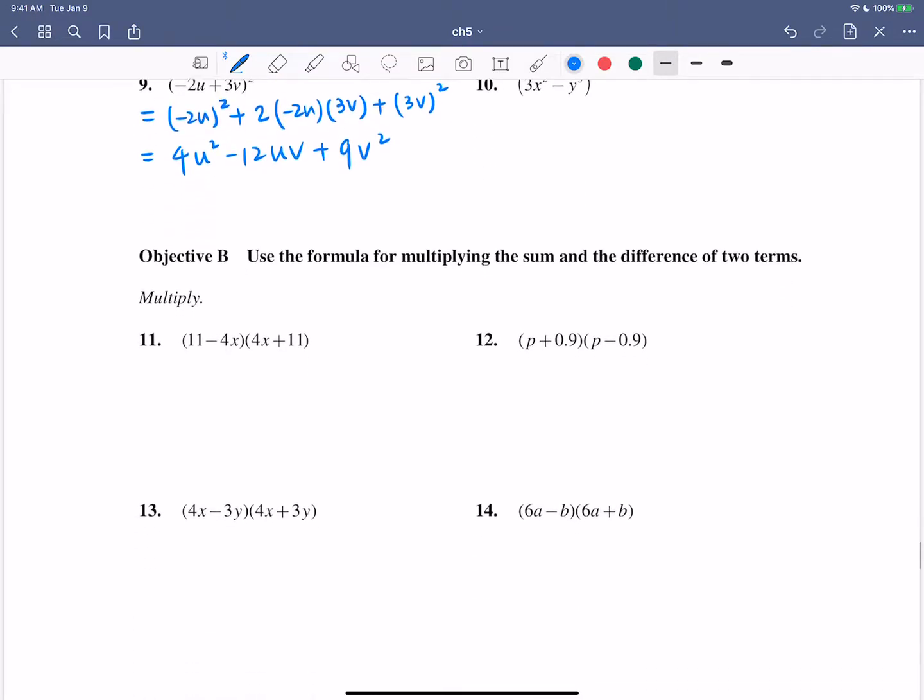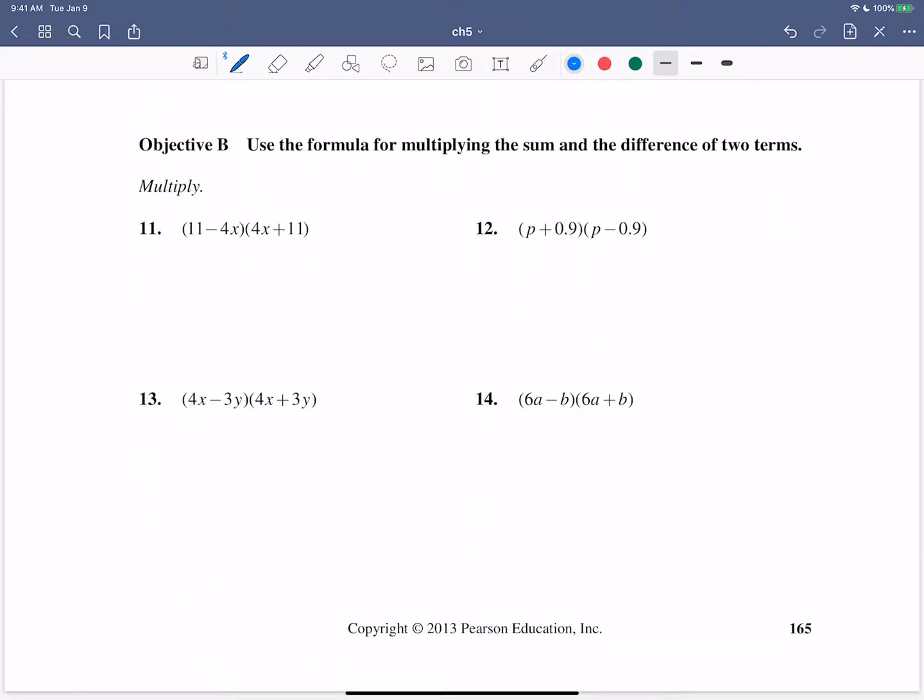Objective B. Use the formula for multiplying the sum and the difference of two terms. This is a very useful formula.